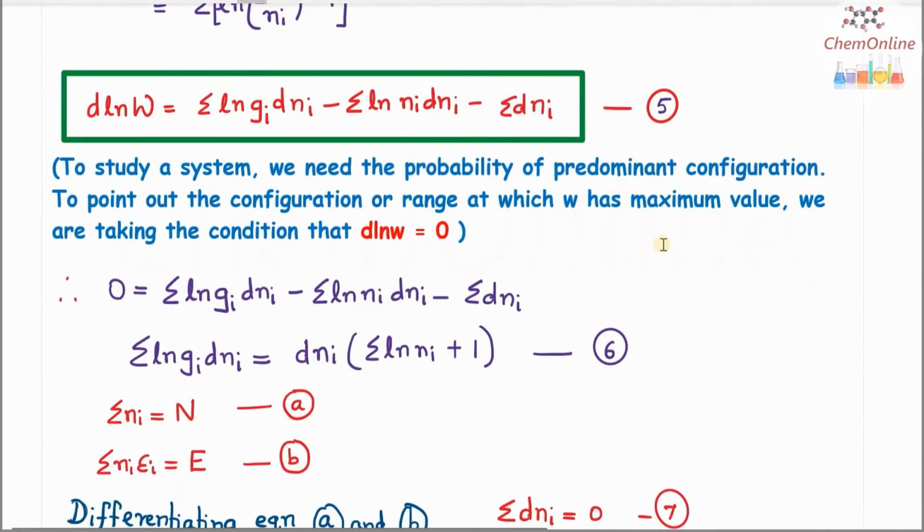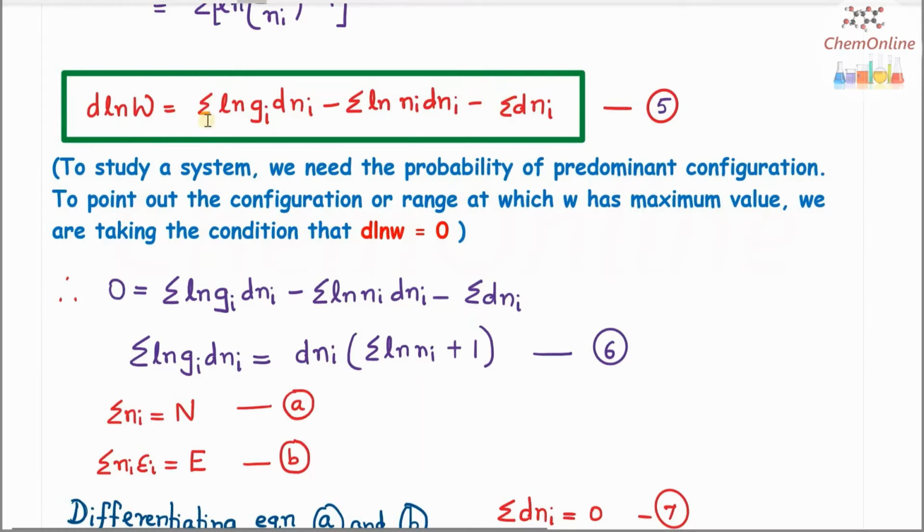Now you have to find out the probability of predominant configuration. In order to find out which configuration will be the most probable, we have to take the condition that d log W is equal to 0. Please remember this condition, since W denotes the thermodynamic probability. So in order to find out the probability of the predominant configuration at which W has maximum value, we are taking the condition that d log W equals 0.